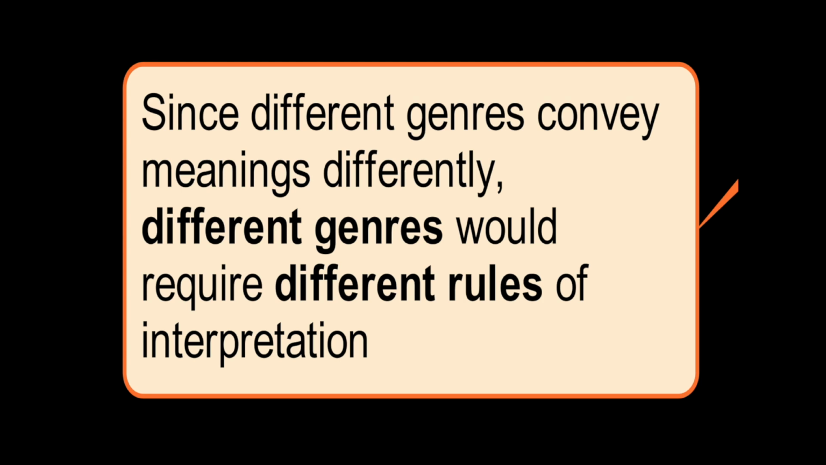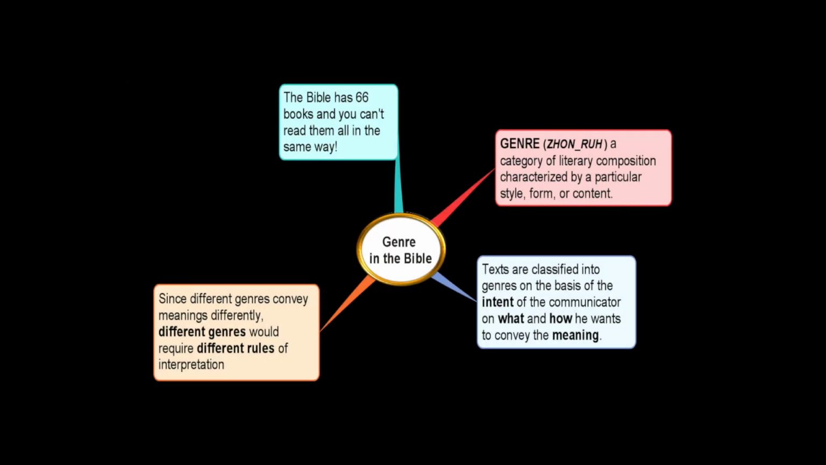A simple example is Psalms. You don't read Psalms, you sing Psalms. You pray Psalms. Why? Psalms are songs, and that's why you find a lot of repetitions in Psalms. So that is a summary here of what genre means in a broad way.